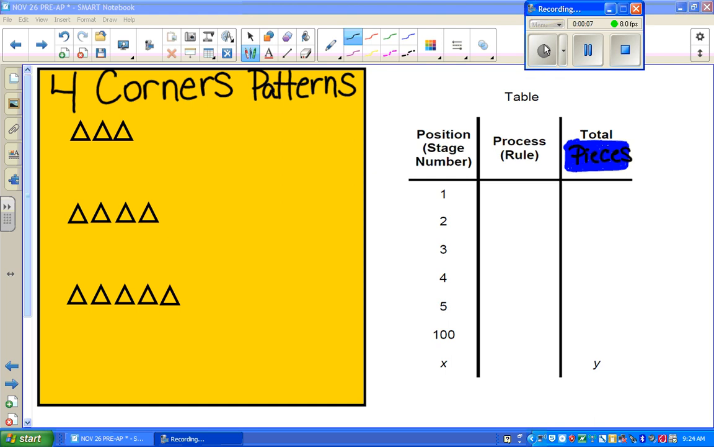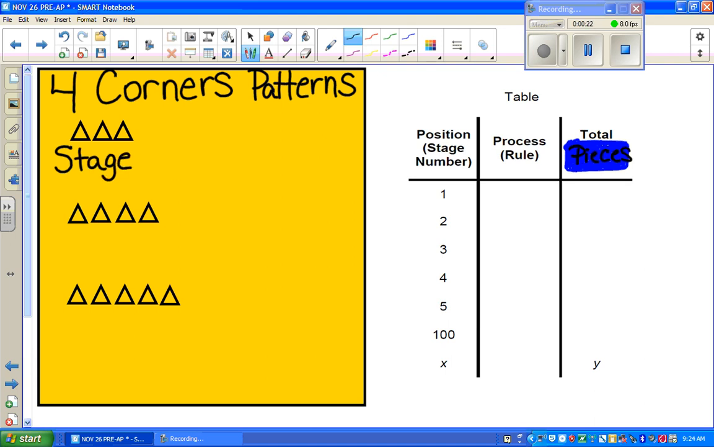corners recording sheet. So it should look similar to this, and you're going to have to draw in the stages that we have up there. So our first stage, we have 3 triangles, and so that is our stage 1. And you're going to write this in the upper left-hand corner of your notes page. And then stage 2, we have 1, 2, 3, 4 triangles. And then in stage 3, we have 5 triangles.